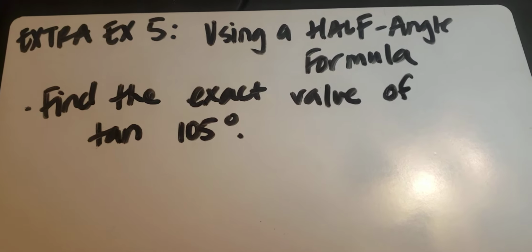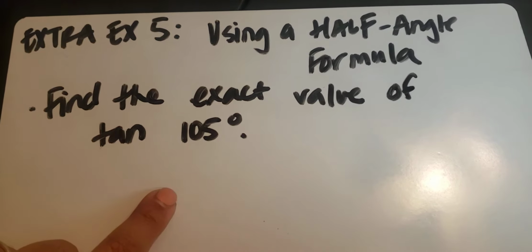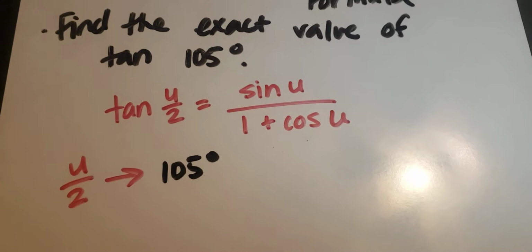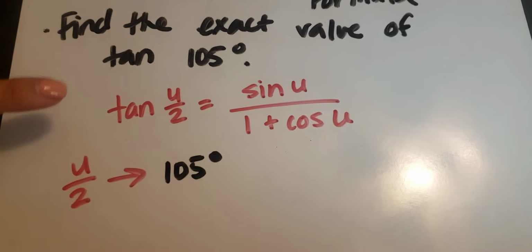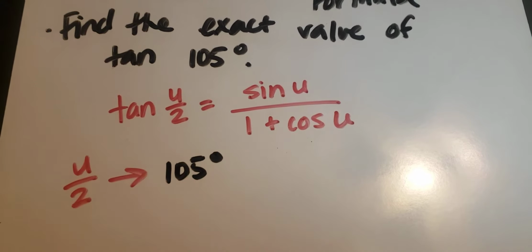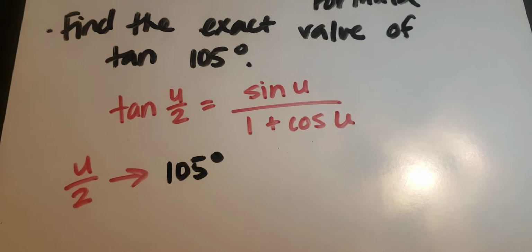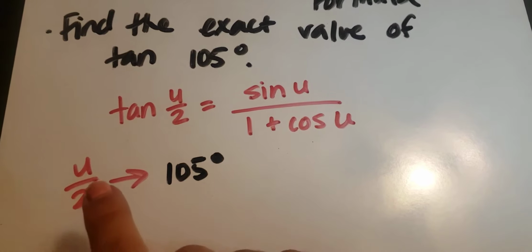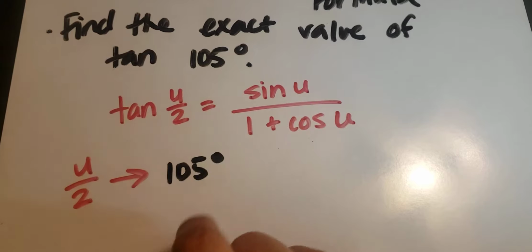So let's get started here. Tangent of 105. There's only one formula, and let me help you set it up. For tangent, we're going to be using tangent of u over 2 equals sine of u over 1 plus cosine of u.